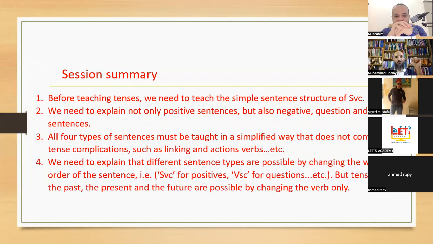Lesson number 4. We need to explain that different sentence types are possible by changing the word order of the sentence. And what I mean is subject, verb, completion for the positive sentence, verb, subject, completion for the question, and so on. But tenses, to be able to express the past and the future and the present and so on, necessitate a change to the verb alone.